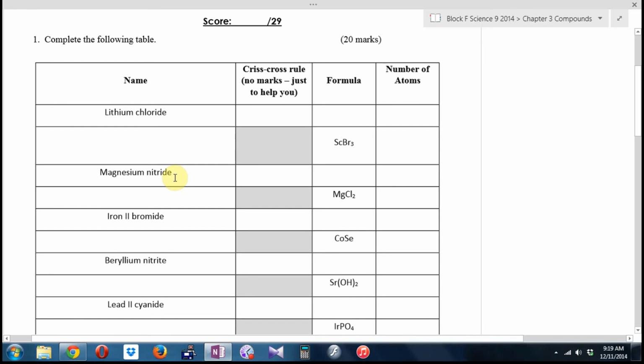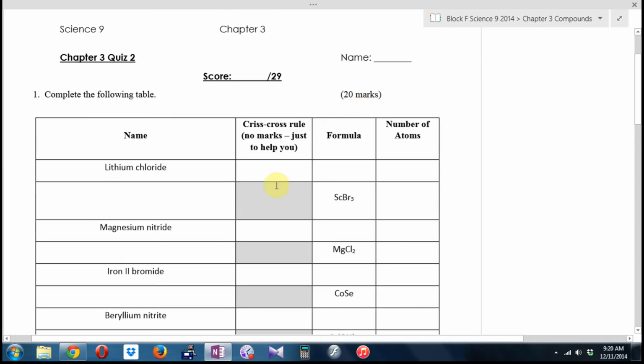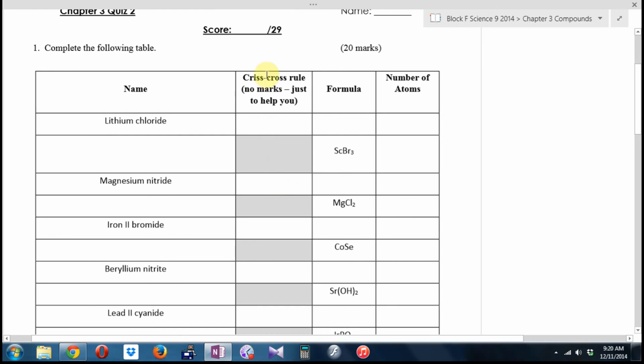In fact, I actually cut and paste this from the test. All I did was change this chemical, this formula. You're going to see a 20-mark question just like this. In the middle here, I've given you space to do the crisscross rule. It's not for any marks, but I included on your test a spot so that you could do the crisscross to help you. Okay?